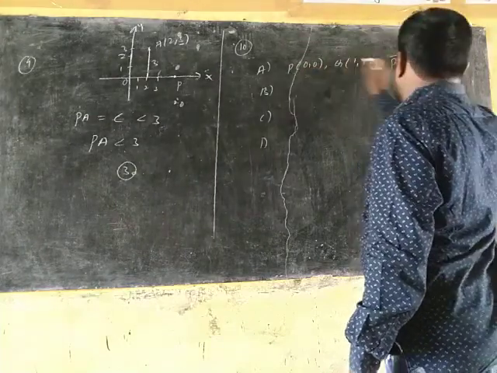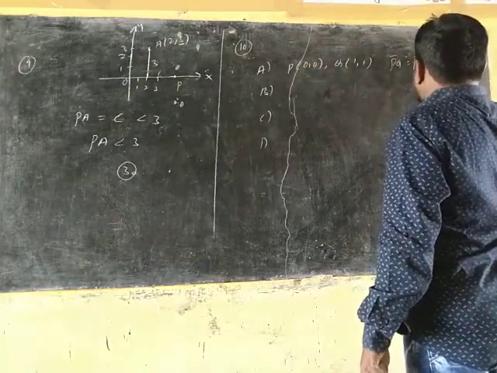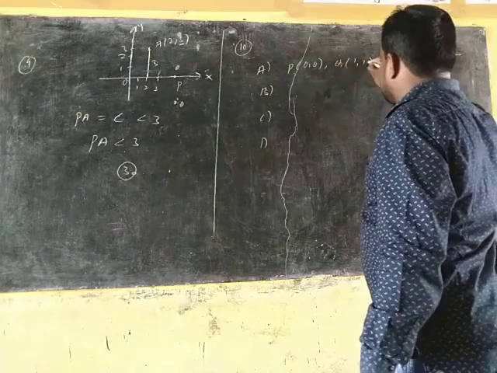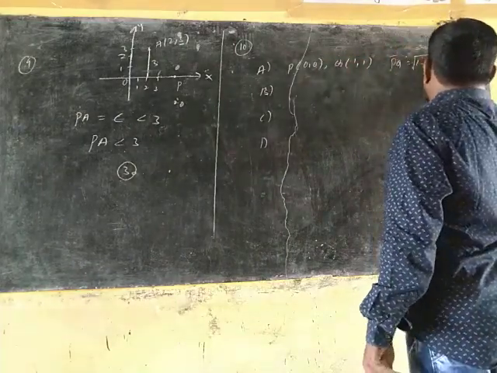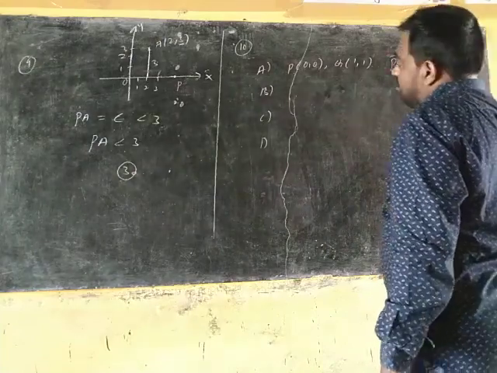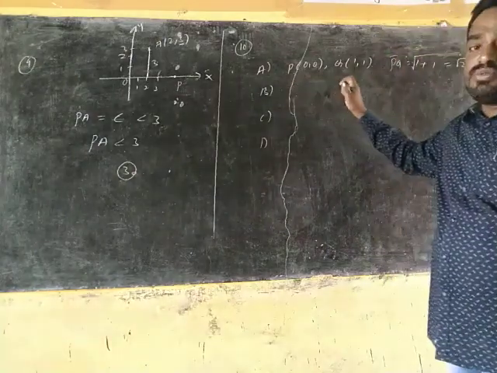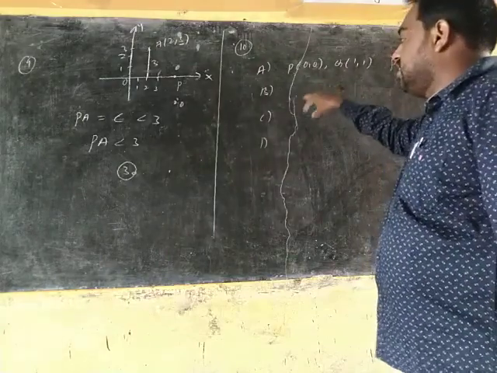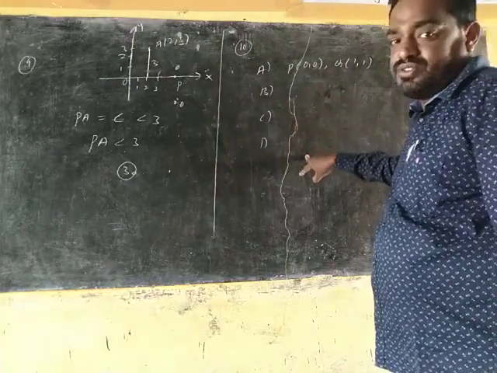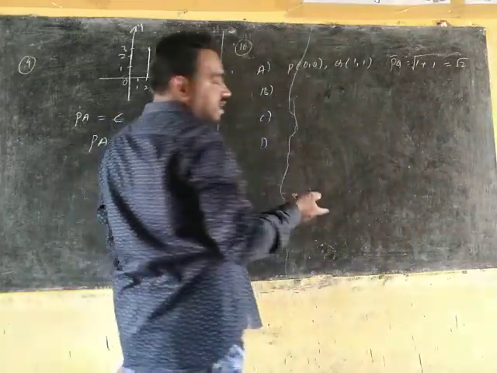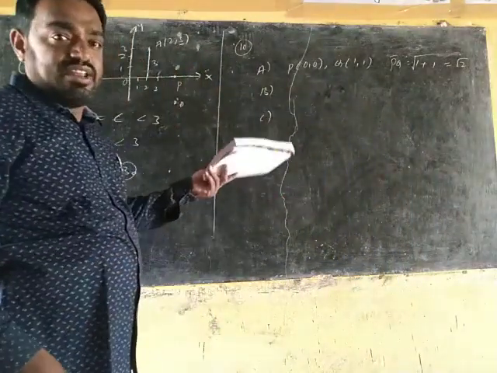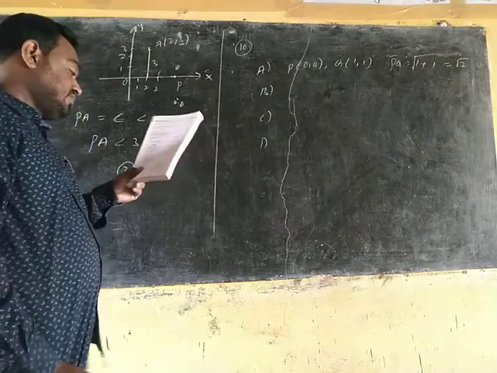1 square is equal to 1. Plus (y2 minus y1) square, 1 minus 0 is 1, 1 square is equal to 1. So 1 plus 1 is 2, root 2. Like that, you find the distance between the points for B, C and D. Then just write the ascending order, minimum to maximum. That is the answer. Very easy question, you solve this one.